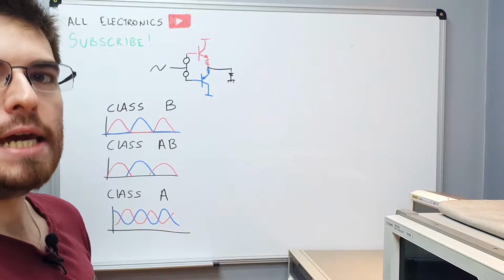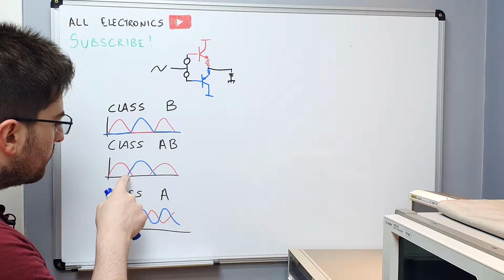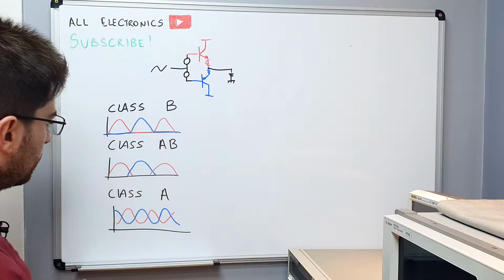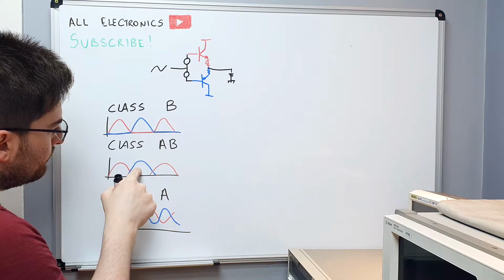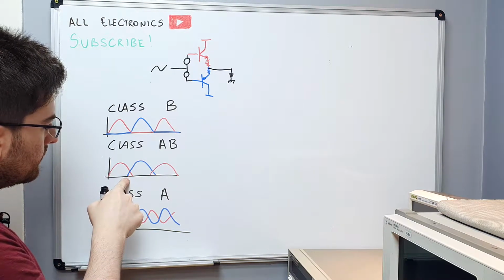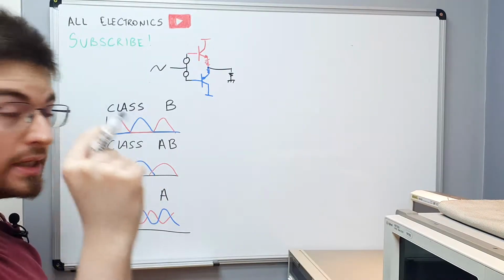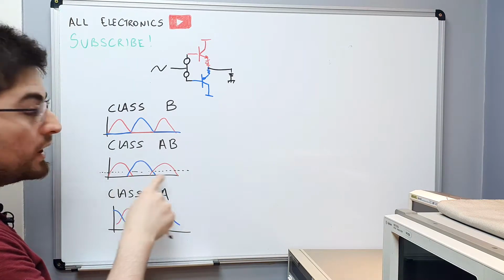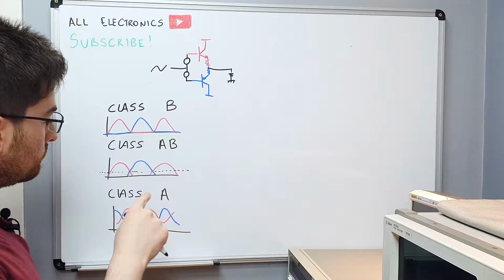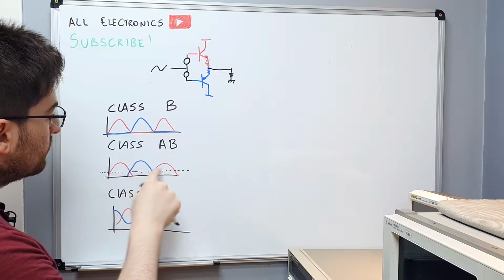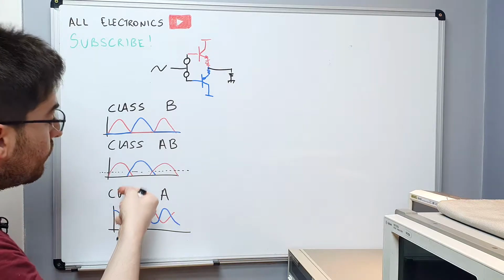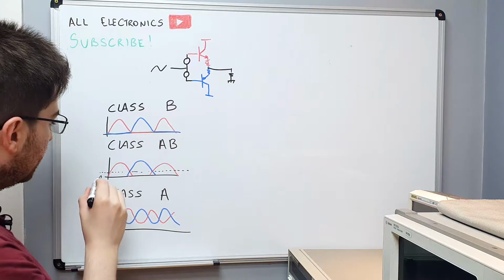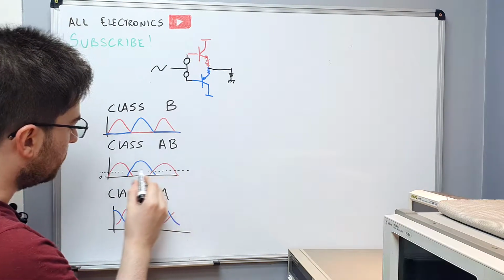In class AB operation, the crossover point of the current is over 0. So when the PNP starts to conduct, the NPN is still conducting a little bit of current. So it never has a point where no transistor is conducting current. The crossing of the work of the transistors is over the zero current line. Okay? This is the crossover current of the push-pull pair.